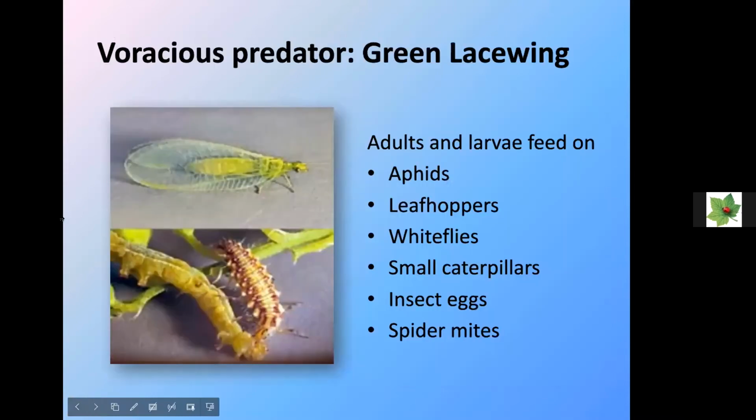We have the green lacewing, and the adults and the larvae will both feed on aphids, leafhoppers, whiteflies, smaller caterpillars, different eggs, and also spider mites. So in this bottom picture, the brown, stripy, kind of crazy alligator thing is the larva of this green lacewing. And then it's eating a caterpillar, which almost looks like the imported cabbage moth caterpillar. So just to give you an idea of size, it's pretty impressive to be able to see something like this going after these different types of insects.